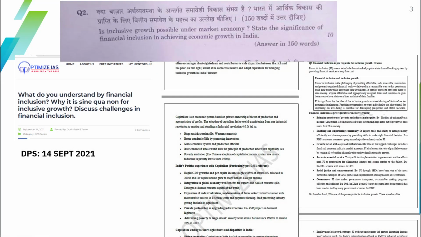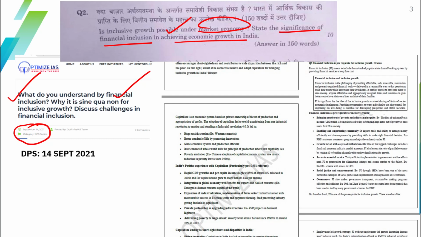The second question is on inclusive growth. Is inclusive growth possible in market economy? State the significance of financial inclusion in achieving economic growth in India. Guys, you can see here September 14, 2021. Directly the question I have given: what do you understand by financial inclusion? Why is it sine qua non for inclusive growth? Discuss the challenges in financial inclusion. Directly you can see here this question I have given, the same question has come.